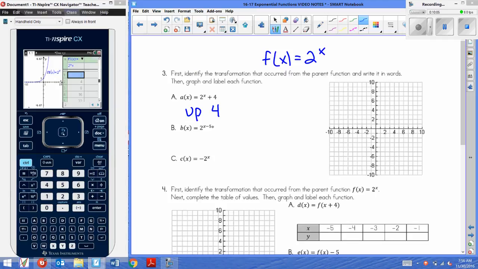In B, we have a minus 5 up in the power, which means it's a shift of left or right, and it always does the opposite of what we think. So this would be right 5. And C has a negative out in front, so this would reflect or flip over the x-axis.